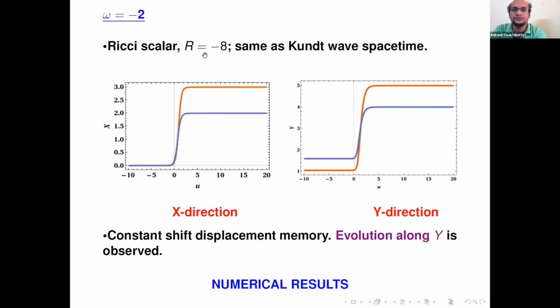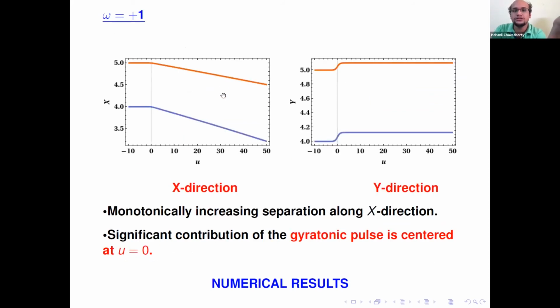So now we plot the results. For omega equal to minus 2, it is R equal to minus 8. And we get constant shift displacement memory, but we also obtain an evolution along y, and these are obtained numerically. For omega equal to plus 1 also, you see along x there is monotonically increasing separation, and along y there is a variation. And along y, you see that the gyratonic pulse is centered at u equal to 0. That's why there is a significant contribution. So these are also obtained numerically.